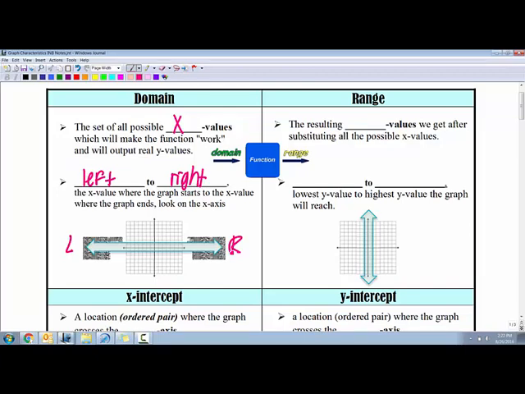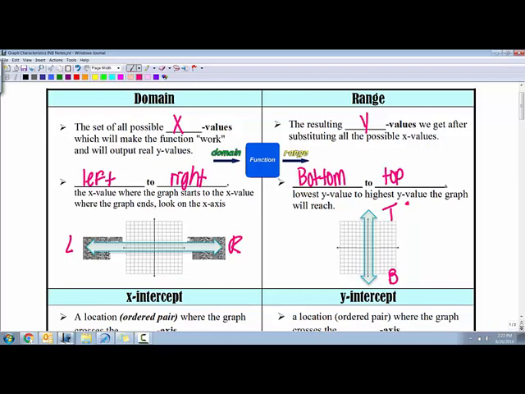Now the range is kind of the opposite. It's the resulting what values? Y values. Awesome. And how do we read range? Down to up, bottom to top, yes. Bottom to top. And here's your bottom, and here is your top.